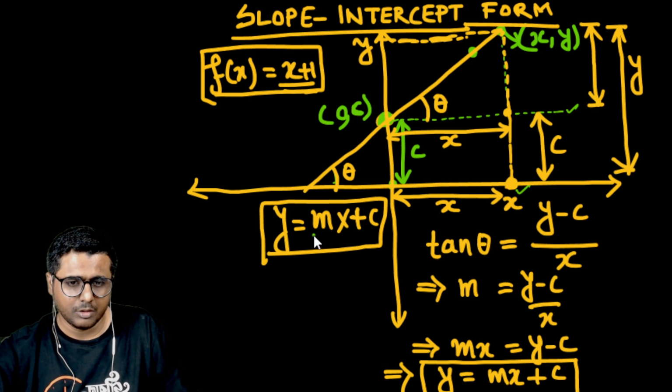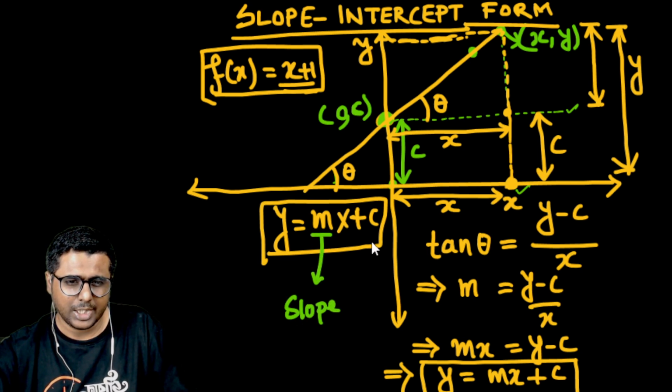Now this is slope, and this is nothing but y-intercept. c is what? y-intercept.